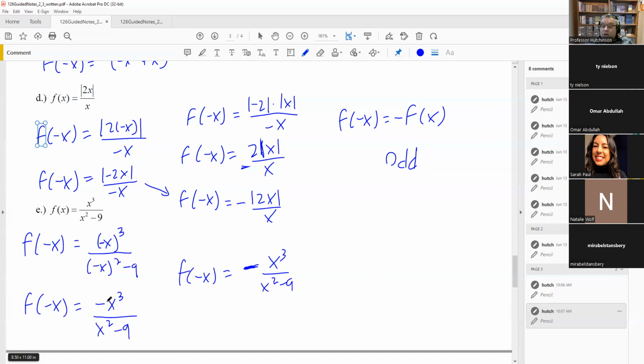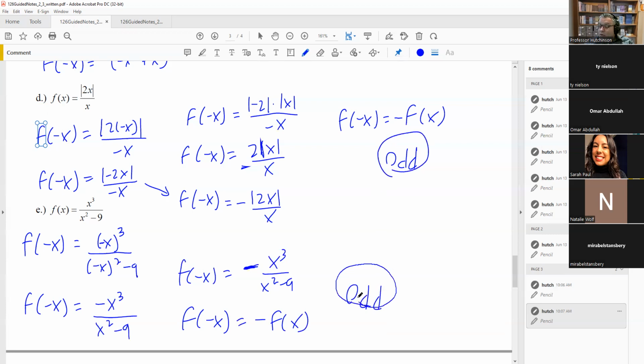If you have a negative, you can either put a negative on top, on the bottom, or pull it out in front. So I pulled it out front here. This part, x cubed over x squared minus 9, is the same as the original one. So I actually have another case where f of negative x is equal to negative f of x. By definition, again, just like the previous example, that's odd. That's considered odd because we get the same thing as we started with, except we have a minus sign out front. If we got exactly the same thing we started with, then it'd be considered to be even in that case.